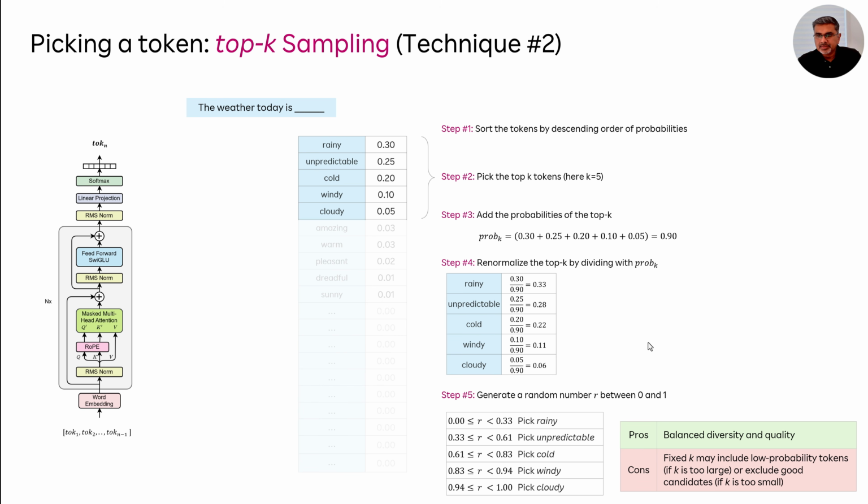That's a pro, but what's the challenge? The challenge is how do you pick the top K. Is K equal to 5 good enough? Should I pick 10? Should I pick 20? What should be the value of K? There's no clear way to identify the right value of K, so that's one challenge with top K.